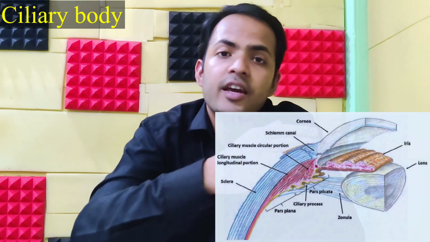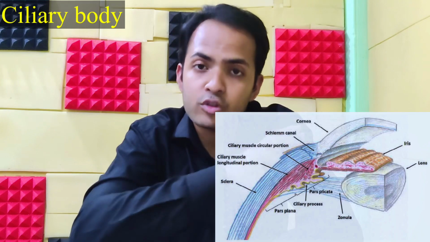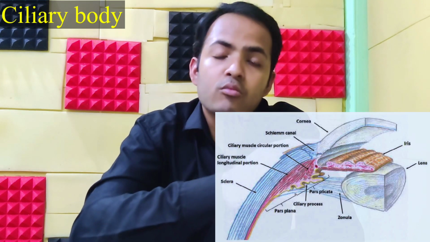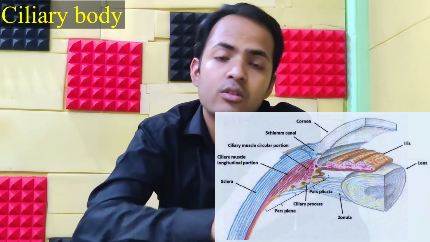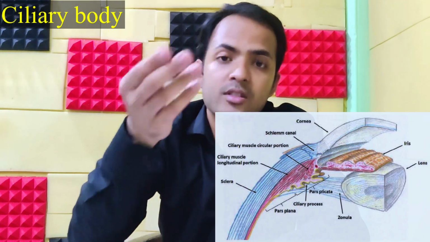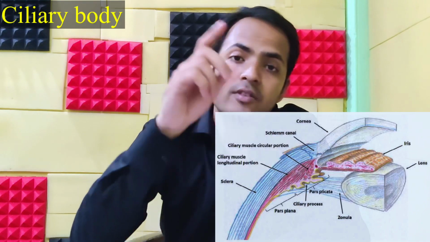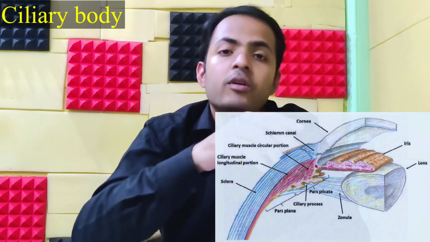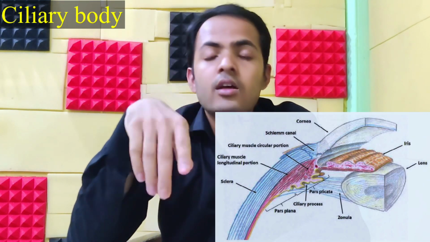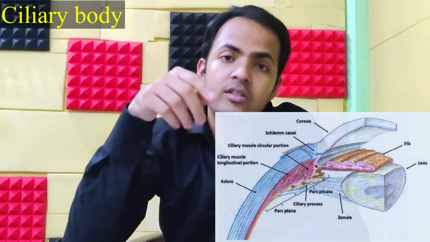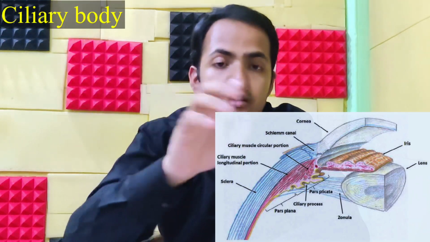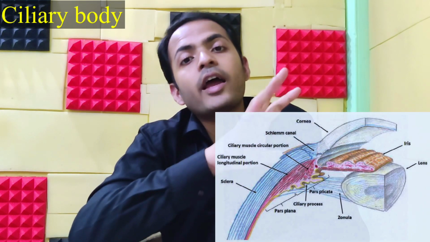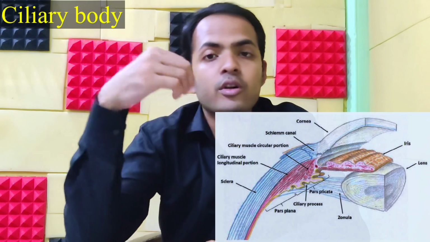This ciliary body has an anterior rough part and a posterior smooth part. The anterior rough part is almost 2 mm and the posterior smooth part is almost 4 mm. Now this ciliary body consists of ciliary muscles. These ciliary muscles have longitudinal fibers, circular fibers and oblique fibers. The longitudinal and oblique fibers act for aqueous outflow, and the circular fibers act for accommodation. What is accommodation? We'll talk about it later, not now.